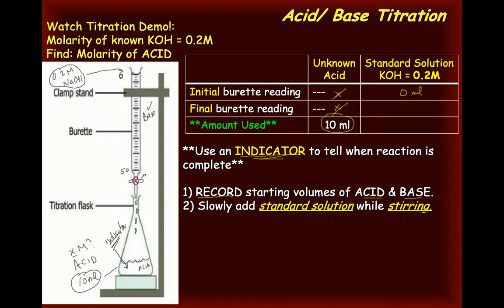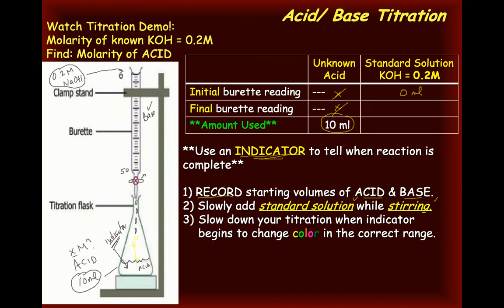So I'm going to slowly add the standard solution. I'm going to start dropping this in, and dropping this in, until it hits the water, or this acid. And I'm going to keep stirring it. So I slowly add my standard solution by stirring. I'm going to slow down my titration when the indicator begins to change color. So you can start to see a color change within here.